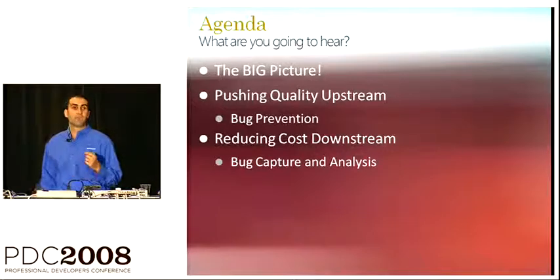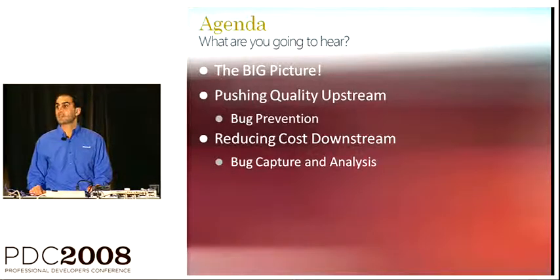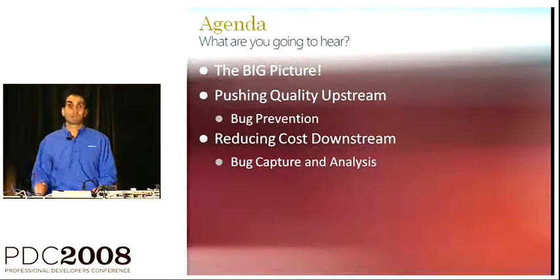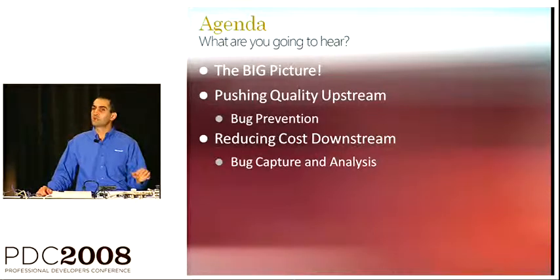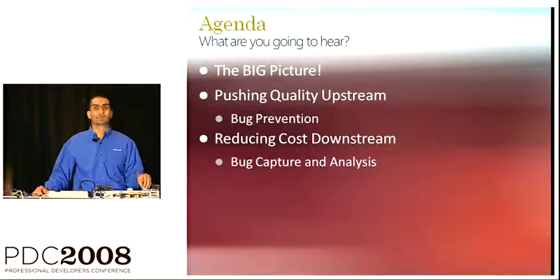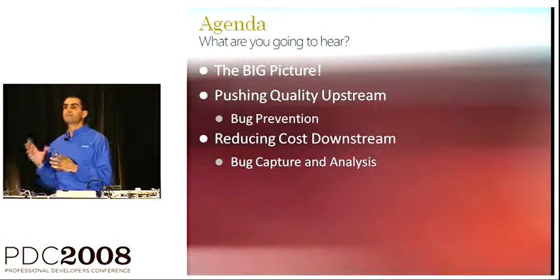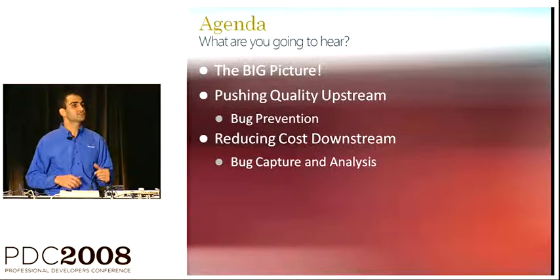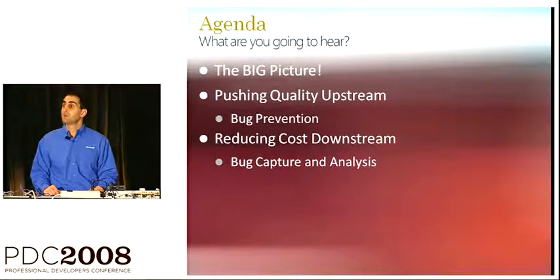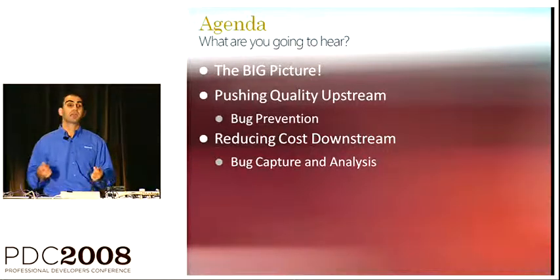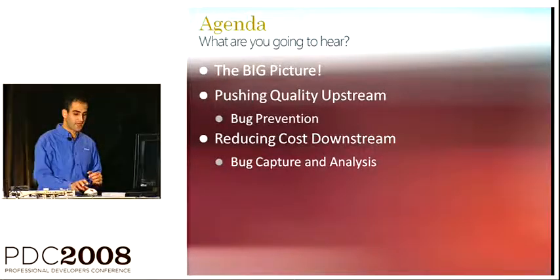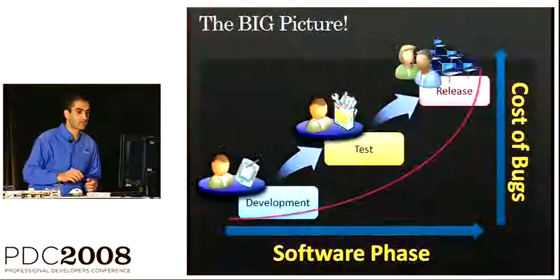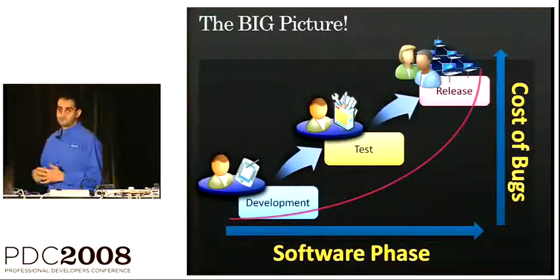In fact, one of the major themes in VSTS 2010 is improving application quality. So I'm going to spend the first half of this presentation talking about the set of new features that allow you to stop bugs from entering the system to begin with. Then in the second half of the presentation, Justin's going to speak about, if bugs do get through the system, how do you then capture and analyze the bugs? With that, let's start talking about the big picture.